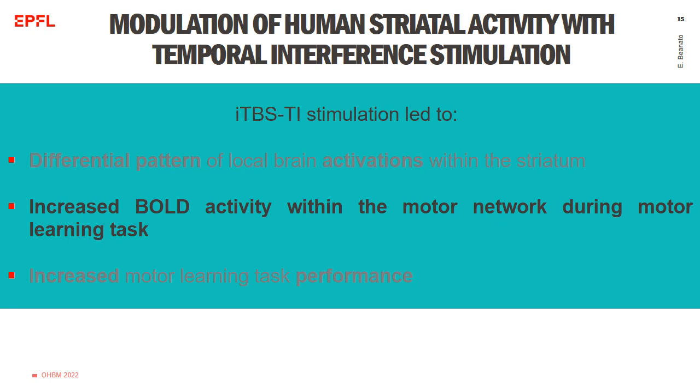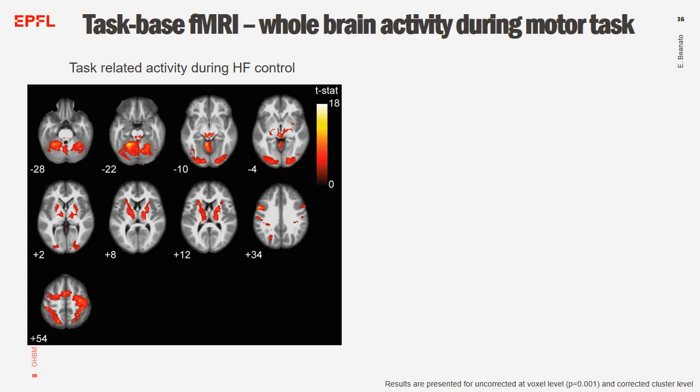Okay, so up to here we could see a specific topographic modulation of striatal activity. Then, as the second main finding, if you remember, we also found an increased activity within the whole motor network. How did we do this? We started by looking at the whole brain activation during the two conditions, active and control.